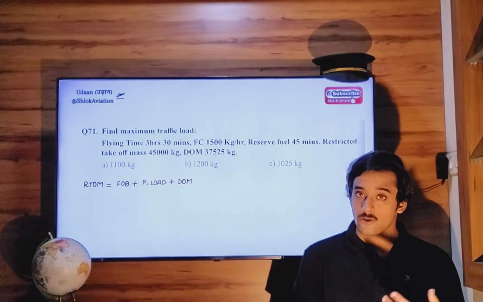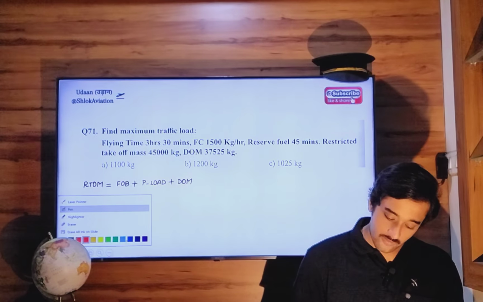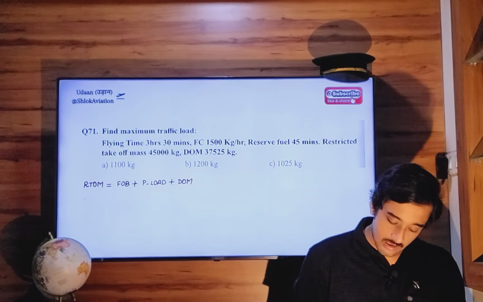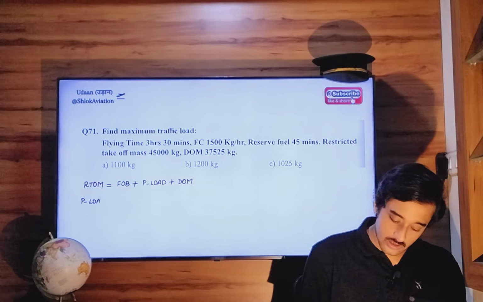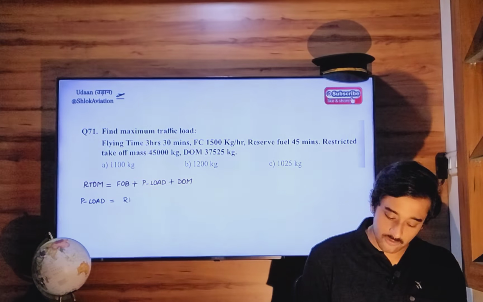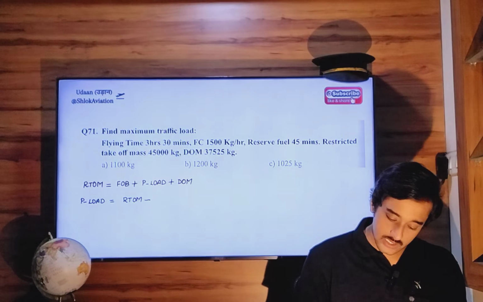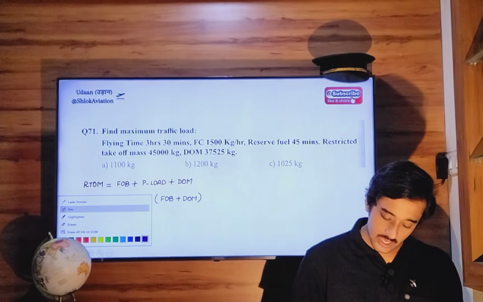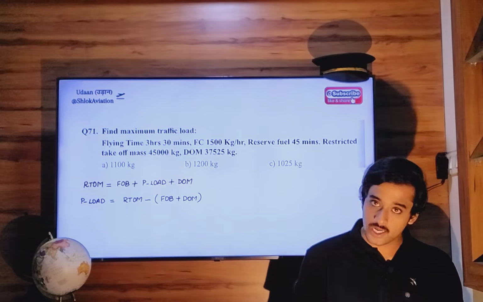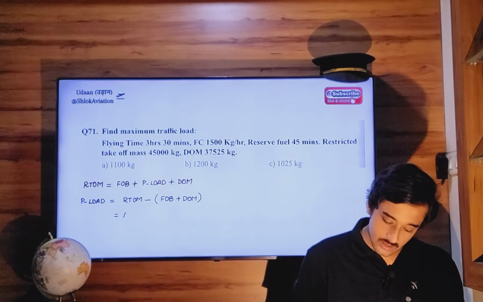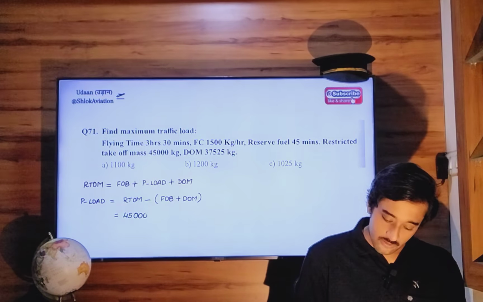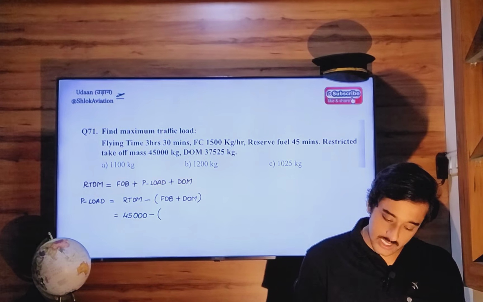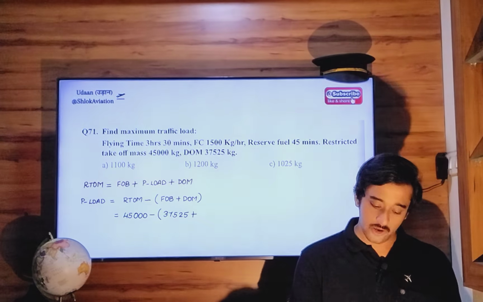Now in this question we have to find payload. So we will readjust this equation. Payload equals regulated takeoff mass minus fuel on board plus dry operating mass. Right? So what is regulated takeoff mass? 45,000. Dry operating mass 37,525 plus fuel on board.